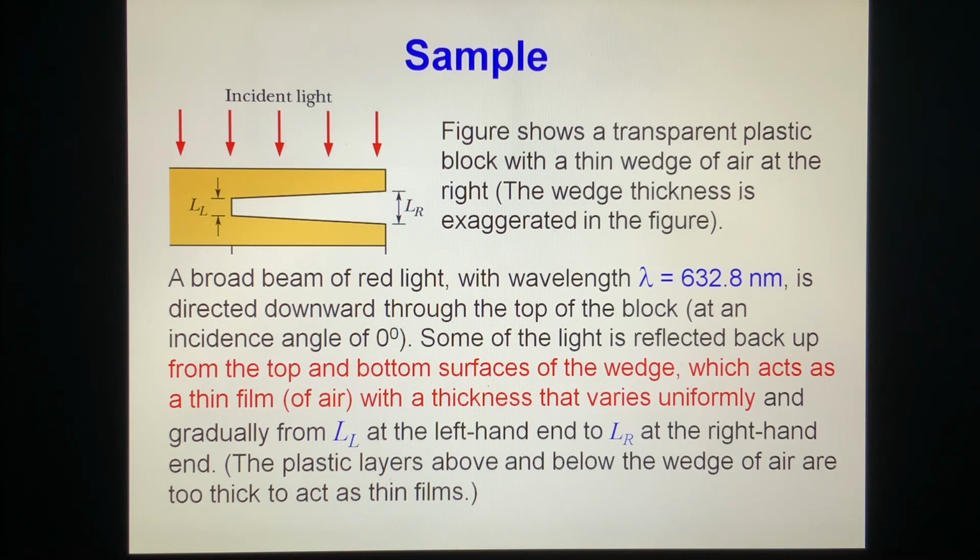The plastic layers above and below the wedge of air are too thick to act as a thin film. Remember, only a thin film can produce interference. A thick one cannot. So in this case, the plastic does not play a role in the interference. Only the air, the thin film.